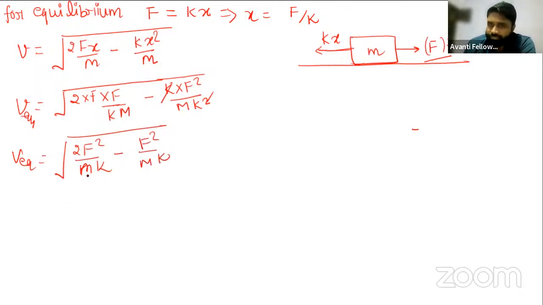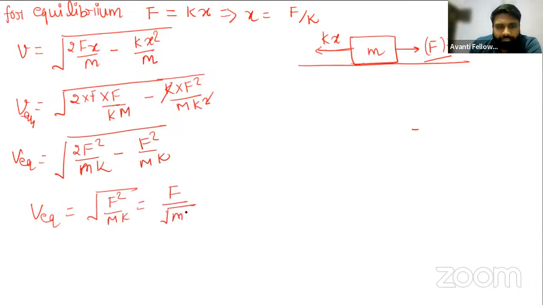Now this is 2 times f square by mk. This is minus f square by mk. So we will have finally v at equilibrium equals to square root of f square by mk, or you can write it as f over square root of mk.